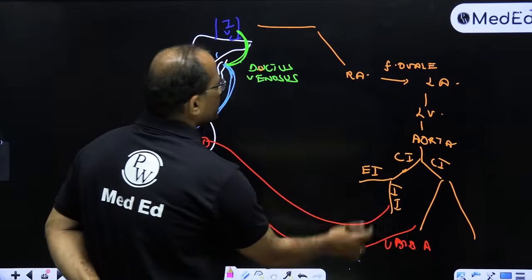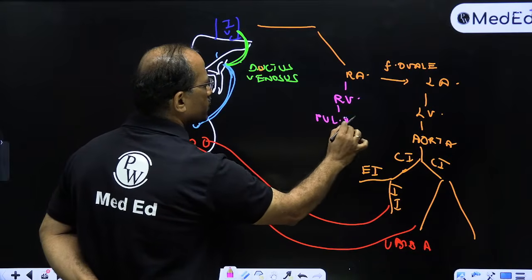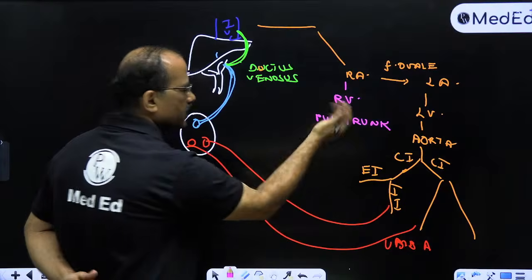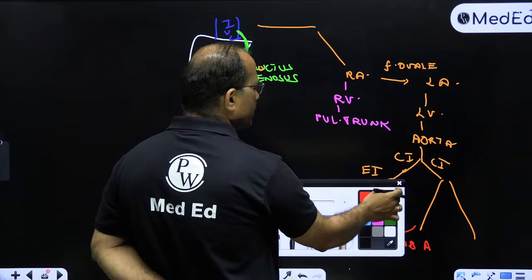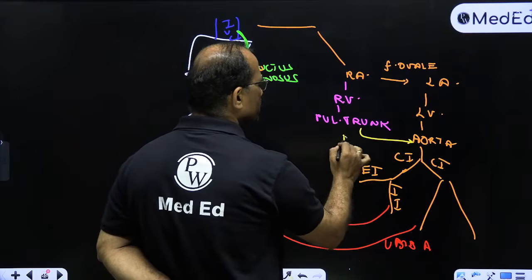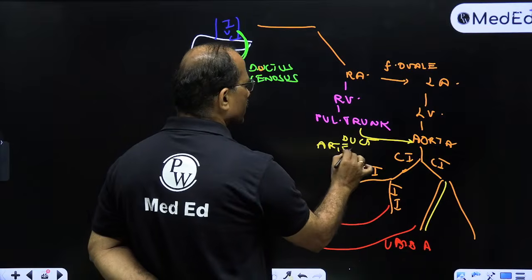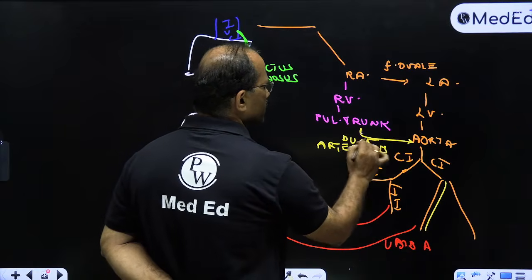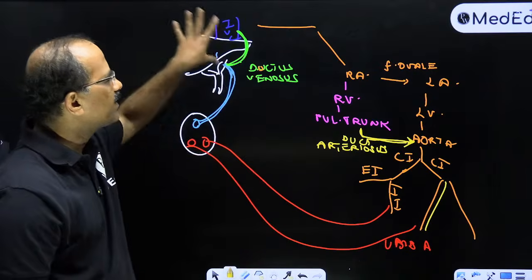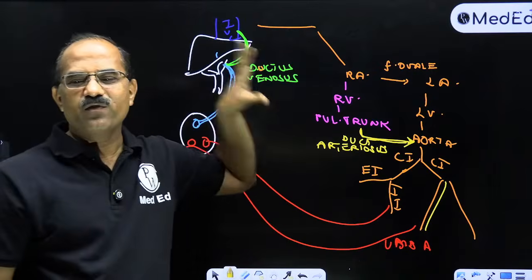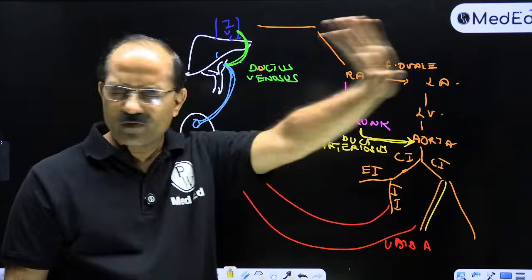Now suppose blood goes from the right atrium to the right ventricle, and from the right ventricle to the pulmonary trunk, and from the pulmonary trunk to the lungs, but the lungs are not functioning. So again there is a bypass channel. What is this? That's the ductus arteriosus. So what did we see, children? This is the fetal circulation. Very important.